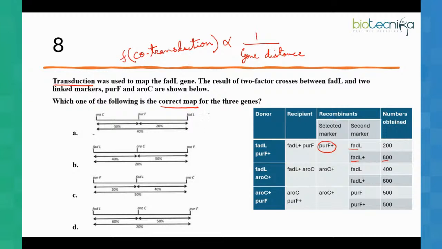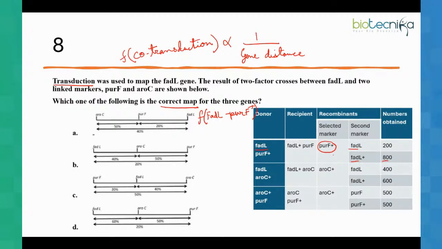So I'll just write it here. I'm finding the co-transduction frequency of FADL and PER-F. Now see, in the donor, whatever genes are present together, if they transfer together, that is when we say co-transduction. So PER-F plus in the donor is present with FADL.